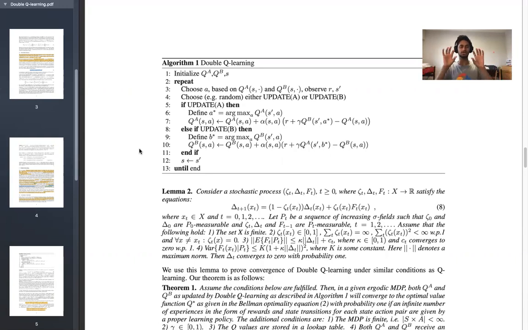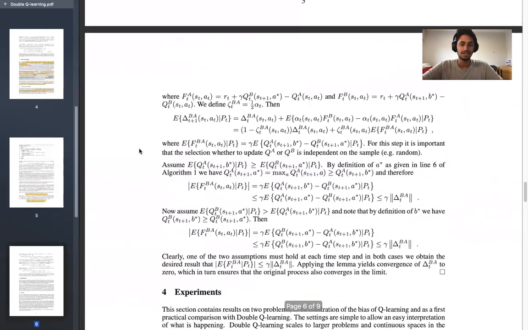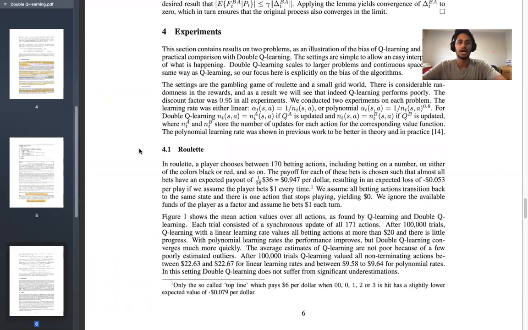Initially you have these two Q tables, and you initialize them with the same weights early on, but then you update one, and later on you update this one from the values that you get from it. And so this undermines the overestimation problem, or the bias of Q learning. And so that's the idea behind double Q learning.